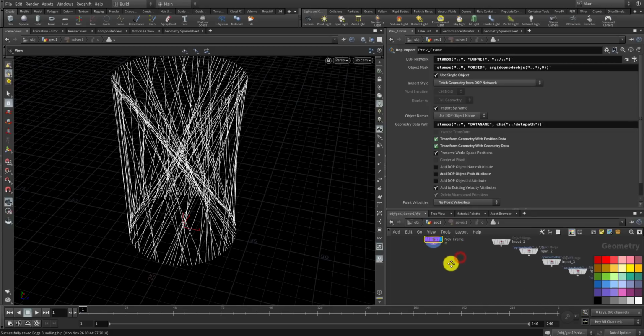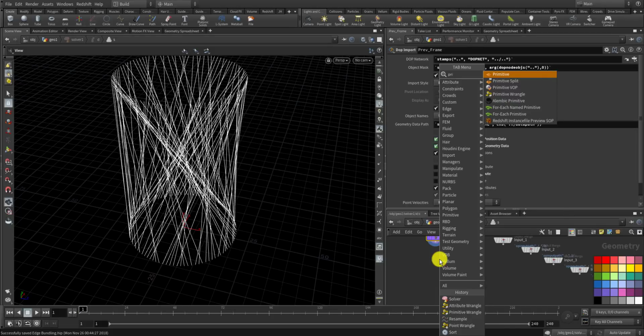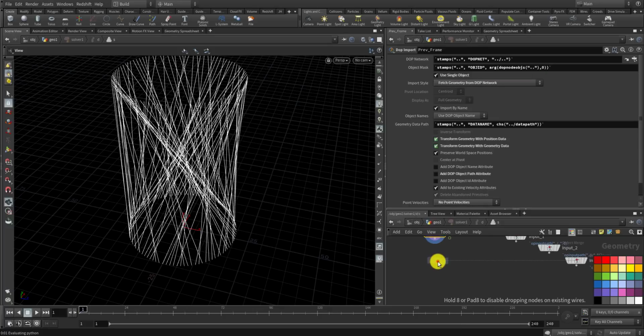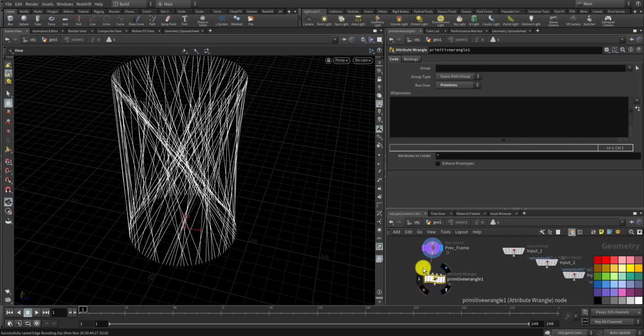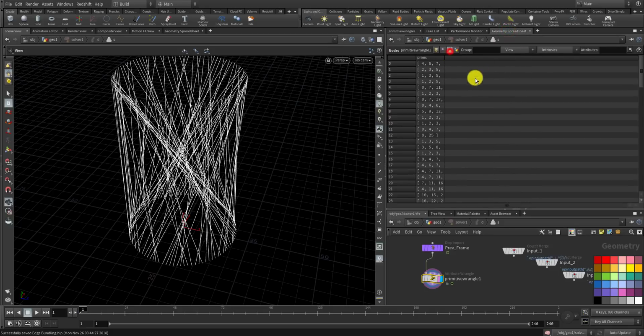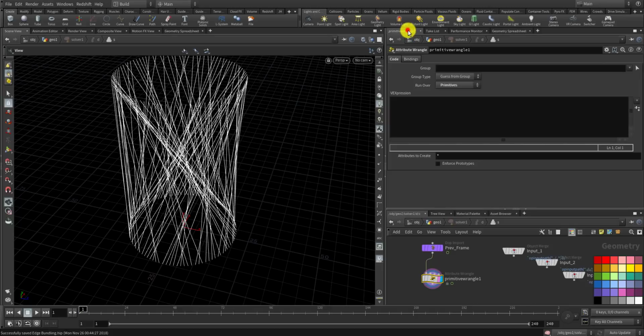Okay, let's make a primitive wrangle and run over each primitive, and as I said before, for each primitive I have this prims attribute, so let's get that first. So int prims equals to prims.